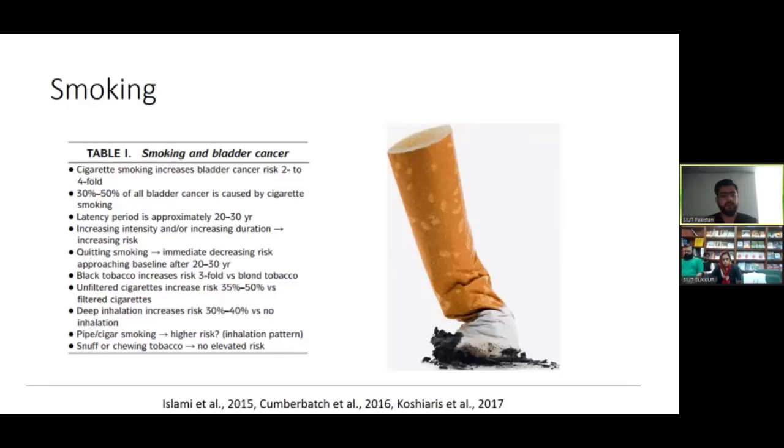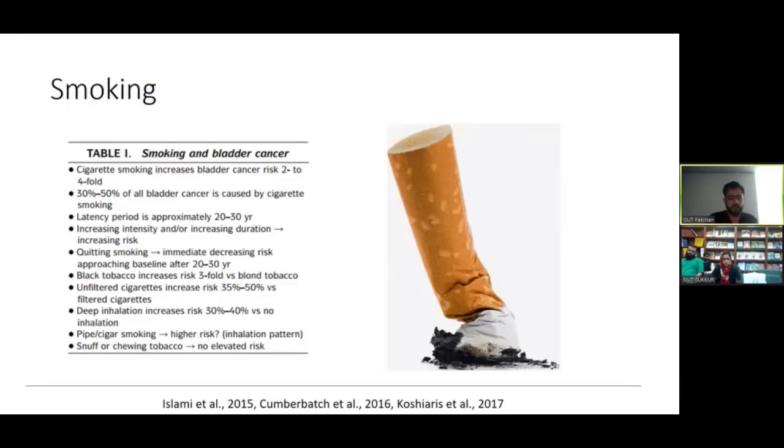A black tobacco increases the risk threefold, whereas a blonde tobacco is much lesser. An unfiltered cigarette increases the risk by 35 to 50% as compared to a filtered cigarette. Deep inhalation patterns are associated with increased bladder cancer. Pipe smoking and cigar smoking are also believed to carry a higher risk. Snuff and chewing tobacco, however, have risks that are not really evaluated.